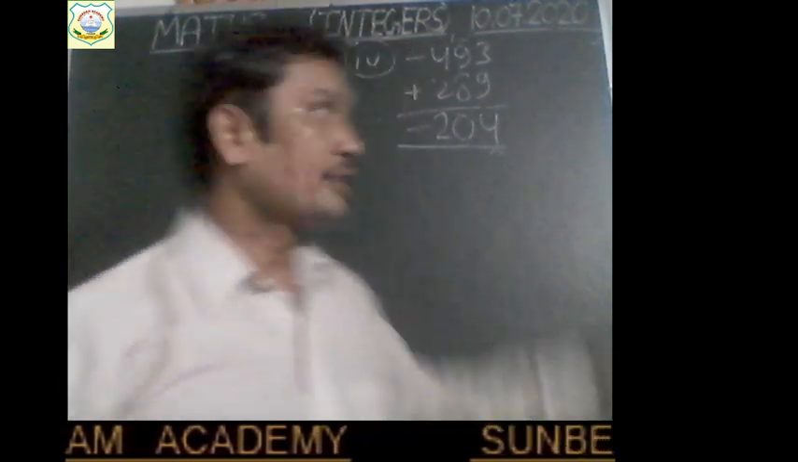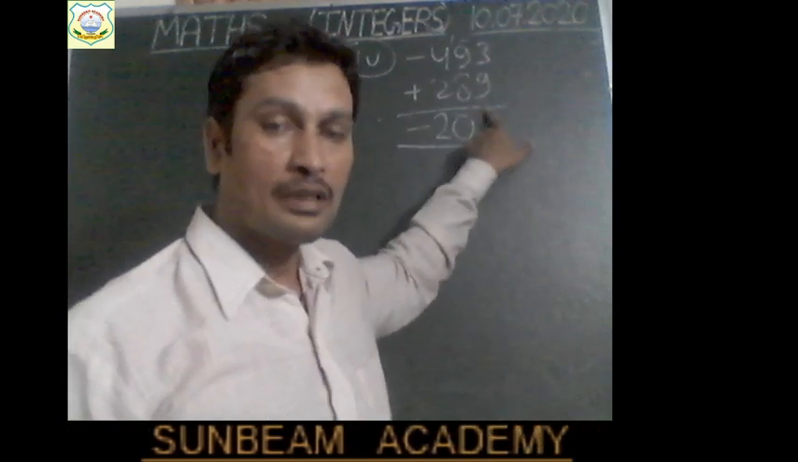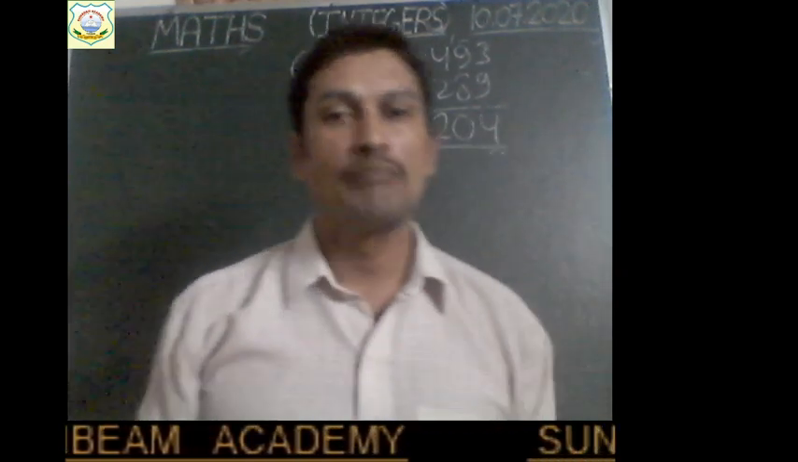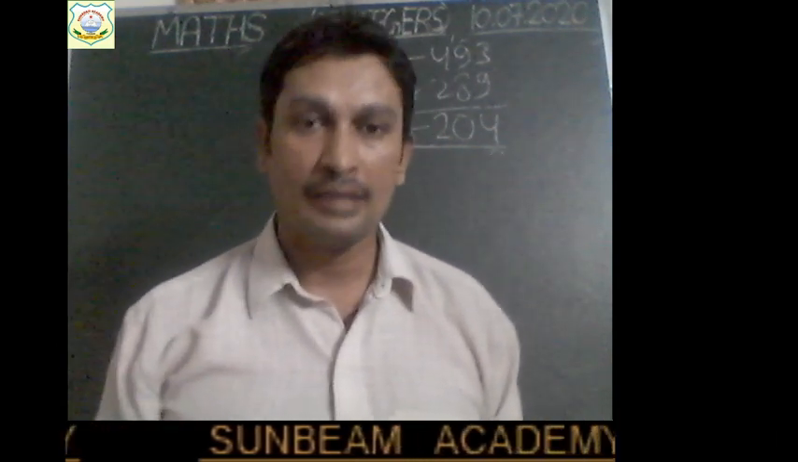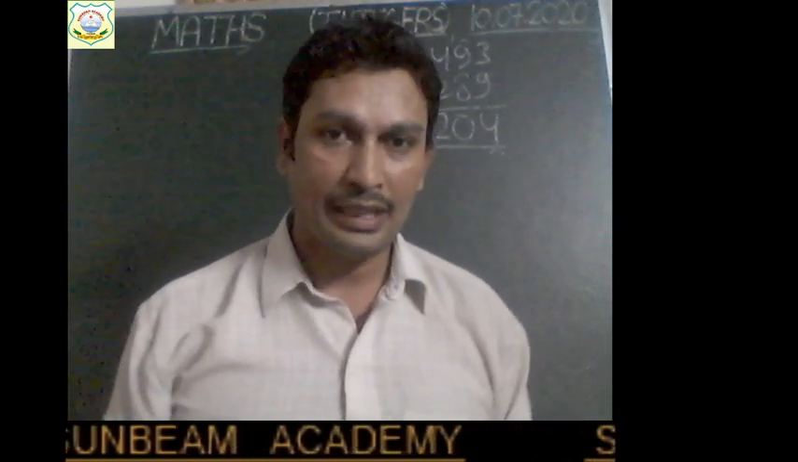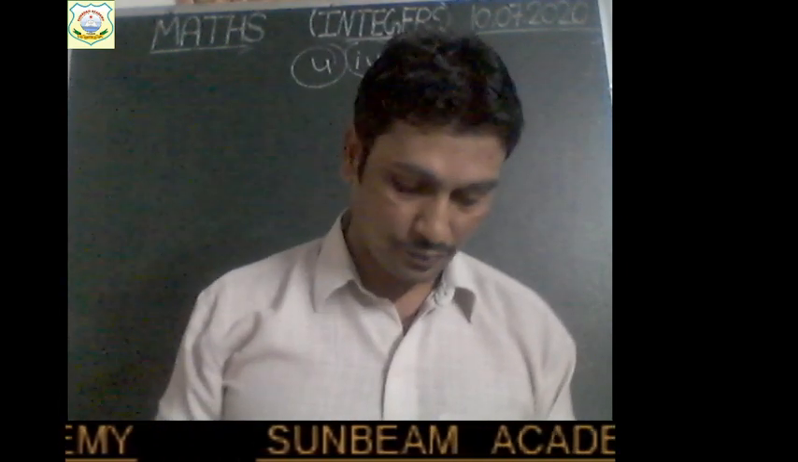Okay. So absolute value of negative integer is greater than the absolute value of positive integer. So we have put minus sign. In the same way, children, you are supposed to solve other parts by yourself. Okay. So let us move to question number 5.